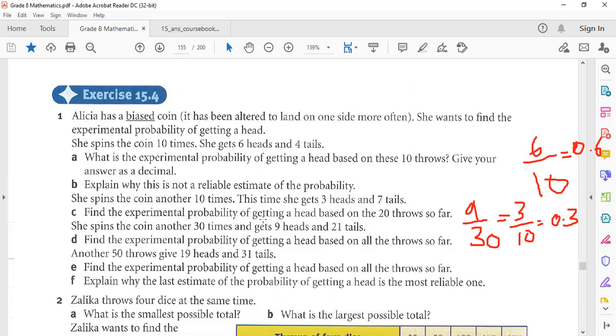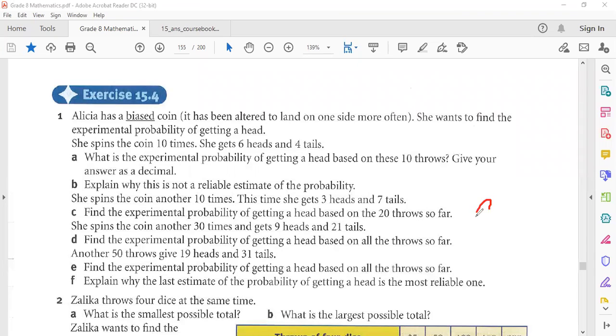Okay, so find the probability of getting a head based on the 20 throws so far. But she spins the coin another 30 times and gets the result of 9 heads and 20 tails. So if we try to do it for 20 times, what answer will we get here? If we do the same thing, 9 divided by 20, you will get your answer, because she got 9 heads. So 9 by 20 will be equal to 0.45.